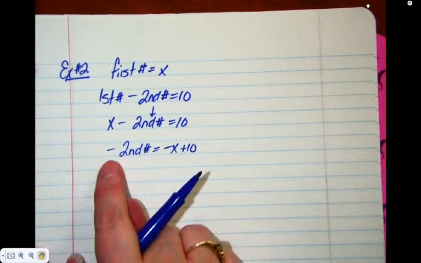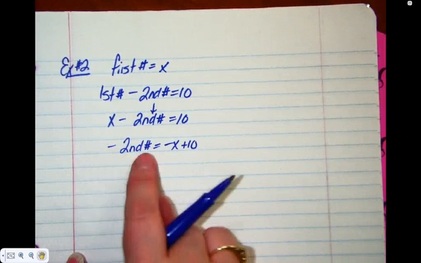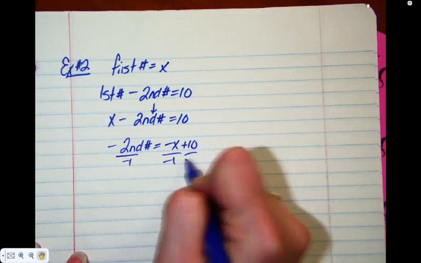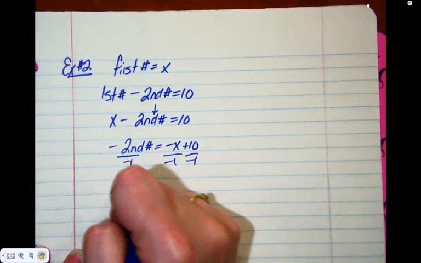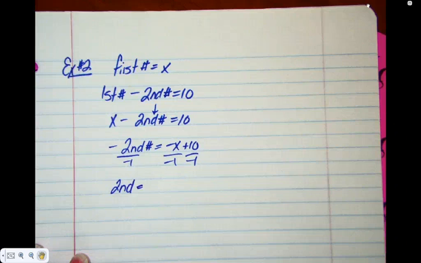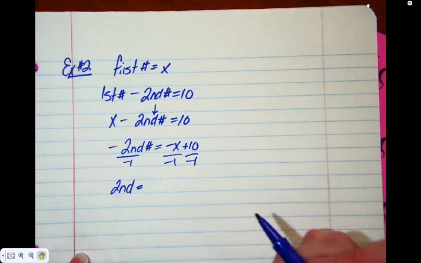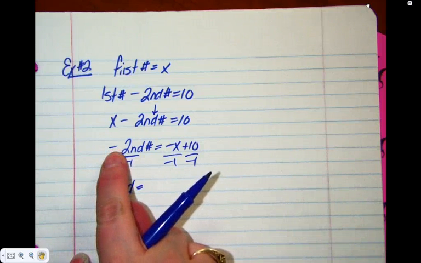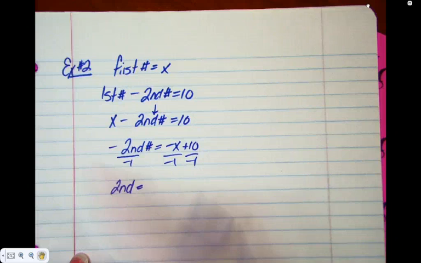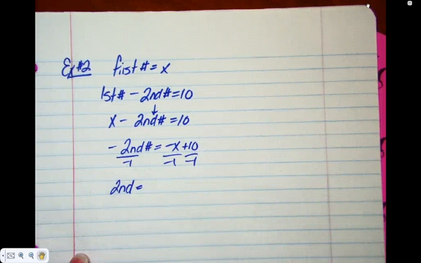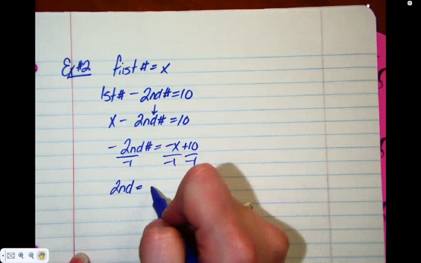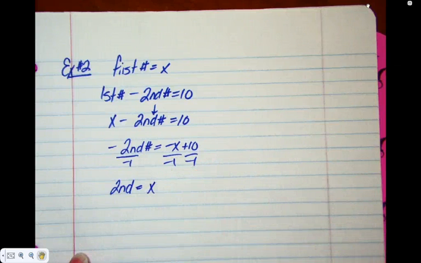How do I get rid of this coefficient of -1? Because I don't want minus the second number. I want the second number. Divide by -1, divide by -1, divide by -1. Because it's got a coefficient right now of a negative. So what's the opposite of multiplying? Dividing. We're good? Negative x divided by -1. Plus 10 divided by -1.